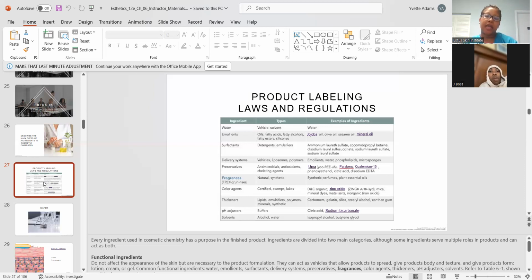Surfactant is something that, so the types would be like detergents or emulsifiers. A surfactant is something that allows, I'm trying to think of what's the best way to explain that. Do we have a definition down here? If not, I will come up with it.